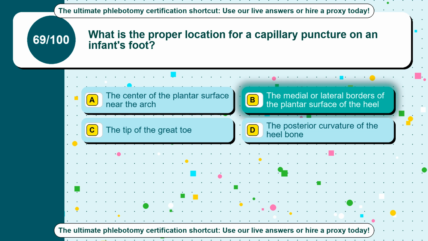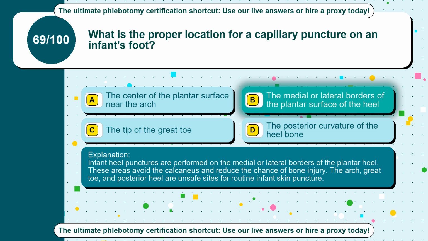The correct answer is option B, the medial or lateral borders of the plantar surface of the heel. Infant heel punctures are performed on the medial or lateral borders of the plantar heel. These areas avoid the calcaneus and reduce the chance of bone injury. The arch, great toe, and posterior heel are unsafe sites for routine infant skin puncture.